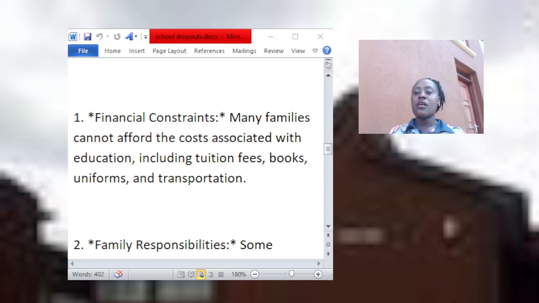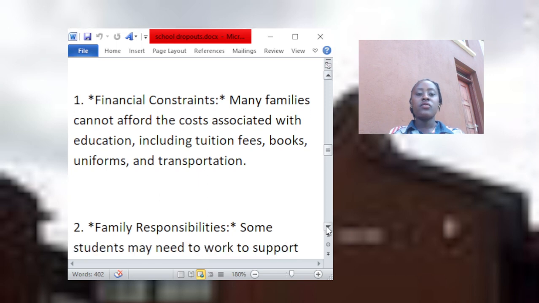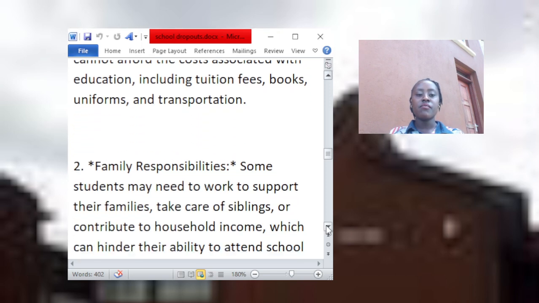But at least nowadays, this challenge is being solved because we have government capitation, bursaries, and even well wishers. So initially that was one of the causes of school dropouts. Number two, we have family responsibilities.